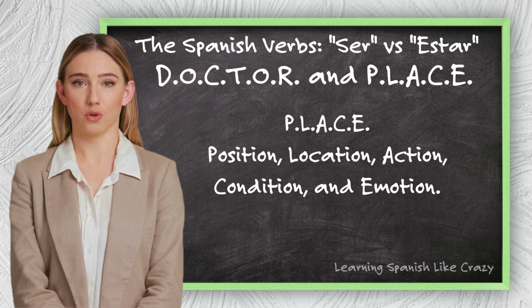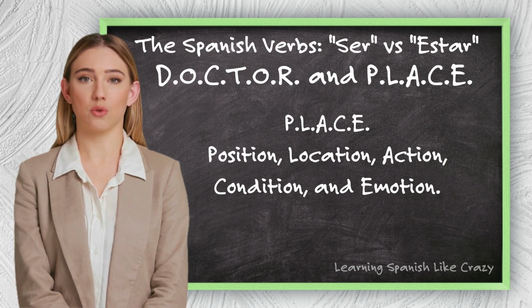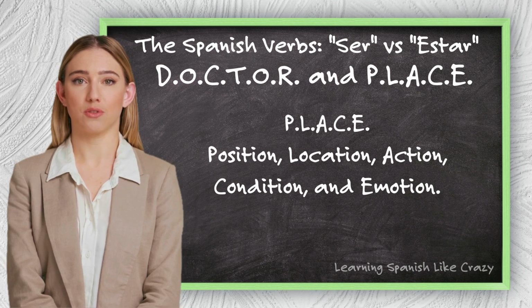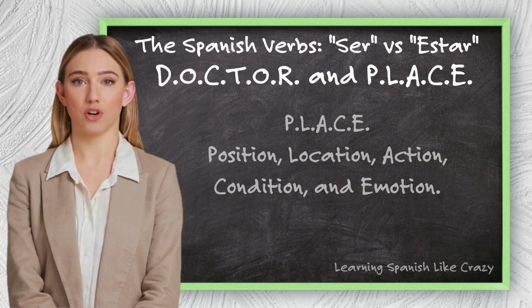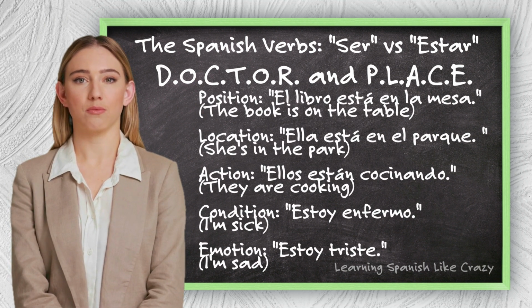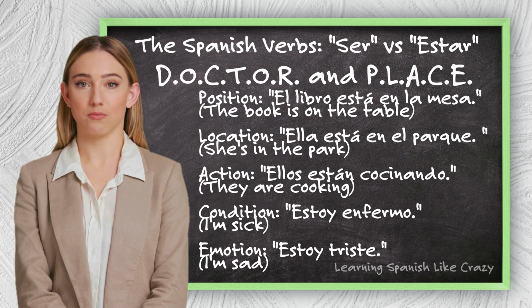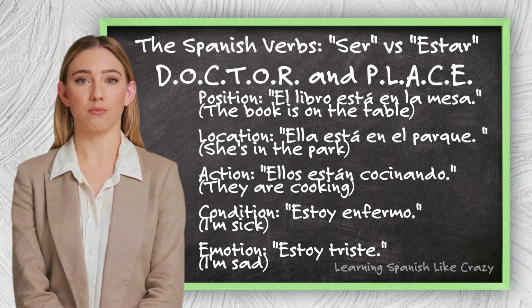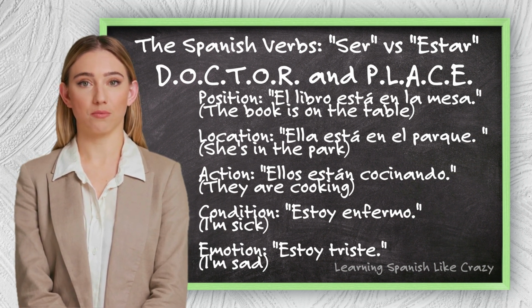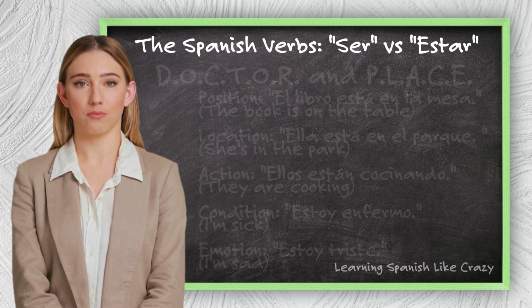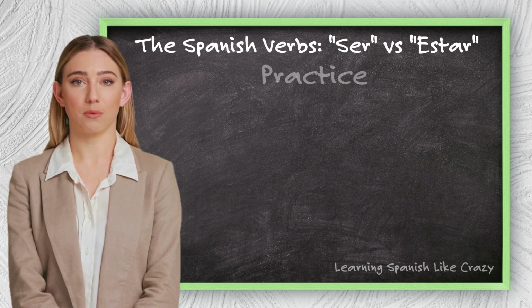P.L.A.C.E: place, position, location, action, condition, and emotion. These are situations to describe temporary states, where we use Estar. For example, El libro está en la mesa. Ella está en el parque. Ellos están cocinando. Estoy enfermo. Estoy triste. Remembering these acronyms can help you choose the correct verb more easily. Let's take a look at some contrasting examples to solidify our understanding.